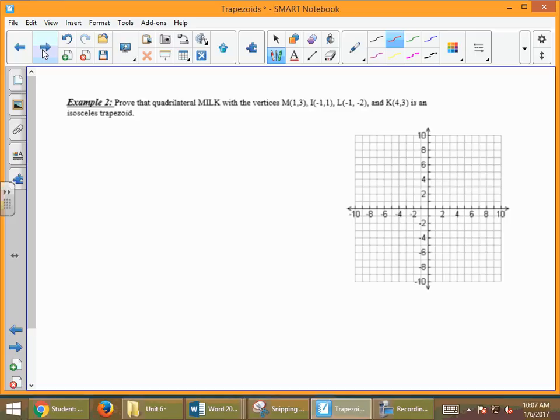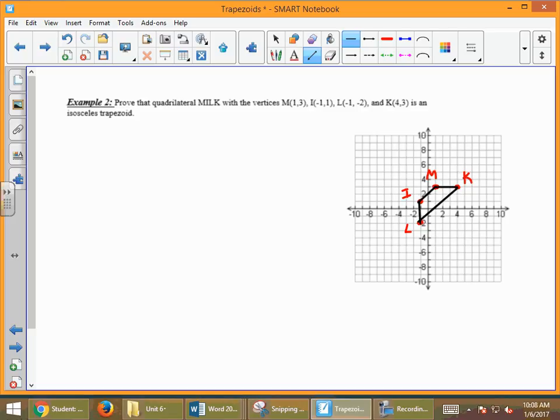All right, first things first, just like we always do, we graph it out. You guys graph it out. I mean, it's easy. You'd be amazed how many people turn in tests and quizzes, and there's nothing on the graph. Everybody knows how to do this. All right, M is 1, 3. I is negative 1, 1. L is negative 1, negative 2. K is 4, 3. And we're going to go ahead. All right, so there it is.